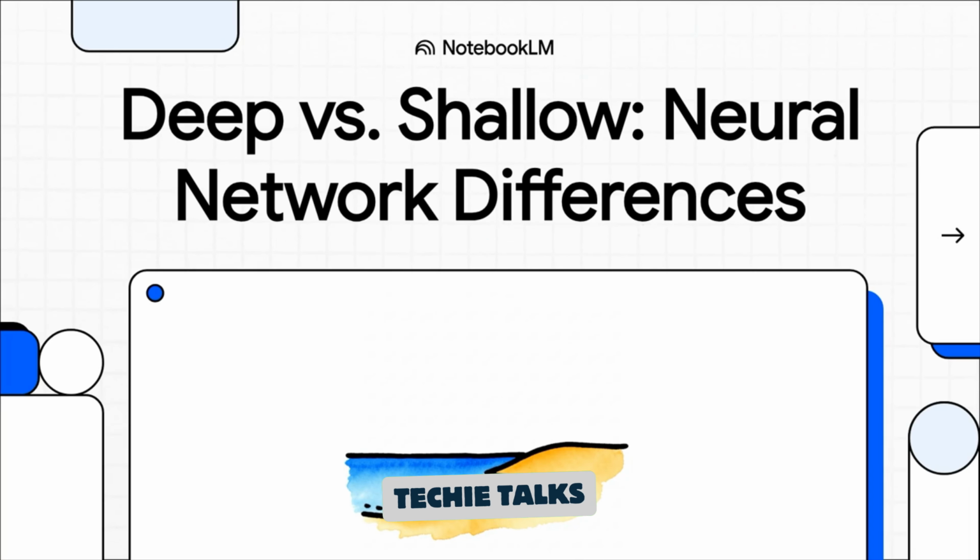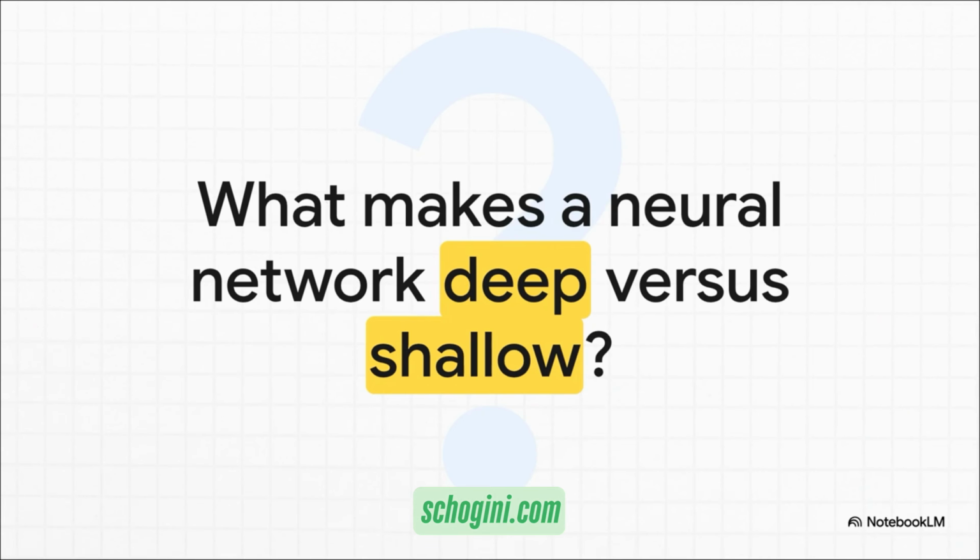All right, let's get right into it. We hear the term deep learning thrown around all the time, but what does deep actually mean? Today, we're going to break down the real difference between a deep neural network and a so-called shallow one. So you've heard all the buzzwords, right? AI, deep learning. But what actually separates a deep network from a shallow one? Is it just hype? Well, that's the big question we're going to get to the bottom of right now.